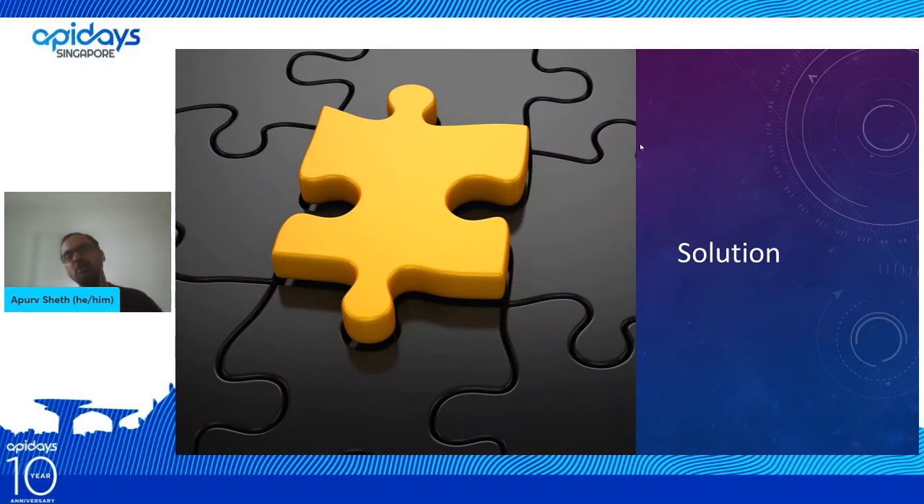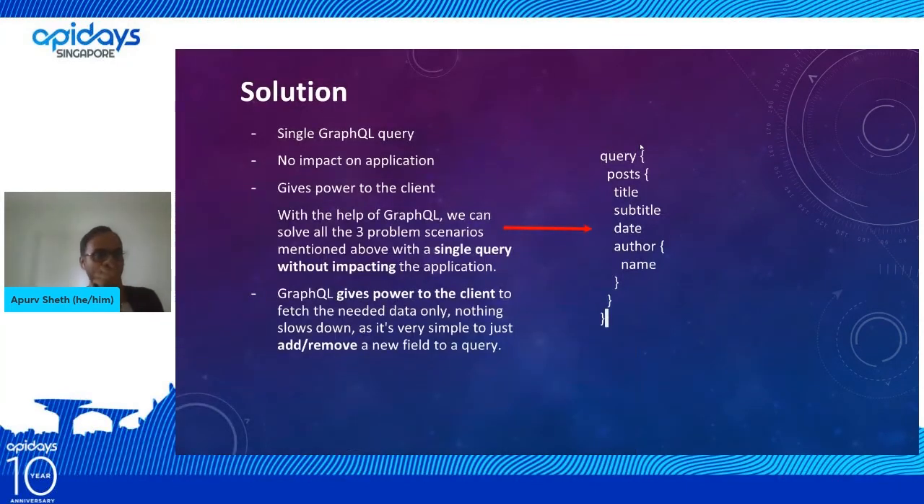So now, after having discussed all these three scenarios, overfetching, underfetching, and slowdown of the performance, let's jump into the solution. How does GraphQL help us to resolve this issue, right? To put it in a simple way, GraphQL comes to the rescue, right? What it provides is a single query. You can see here we have the query where we can get all the latest posts, and we have a different set of attributes, title, subtitle, date, author, all of which we can get easily.